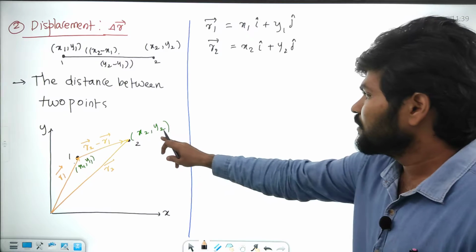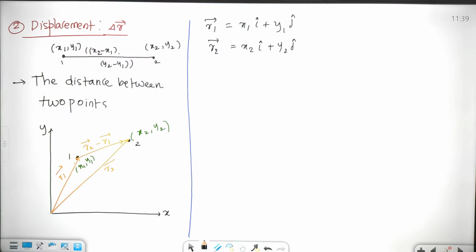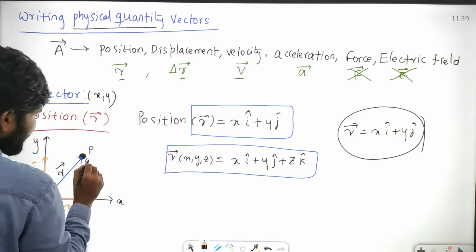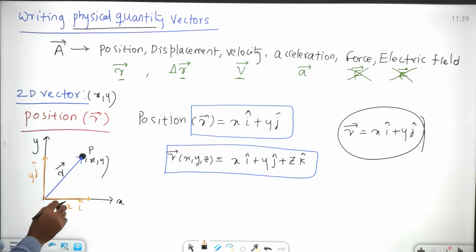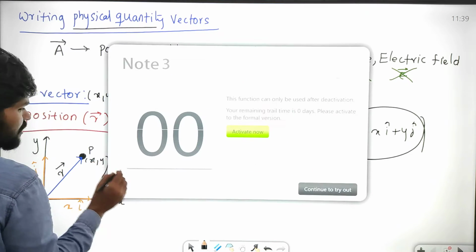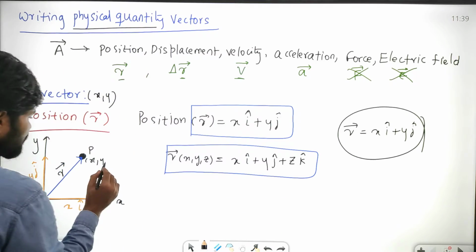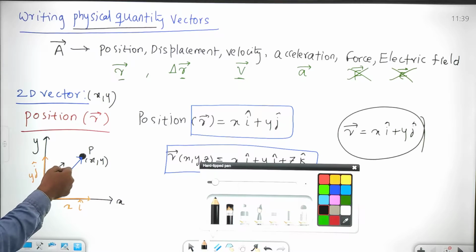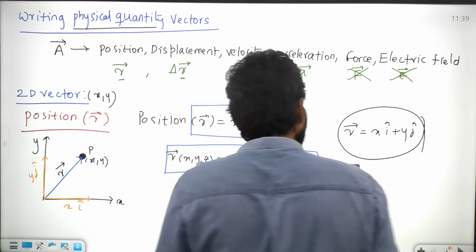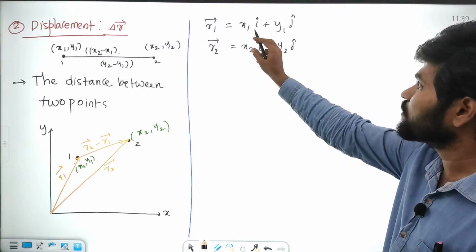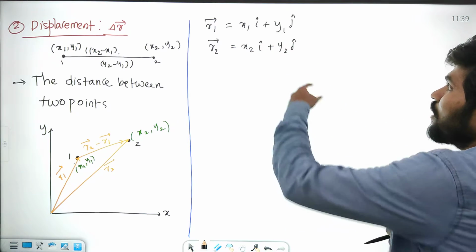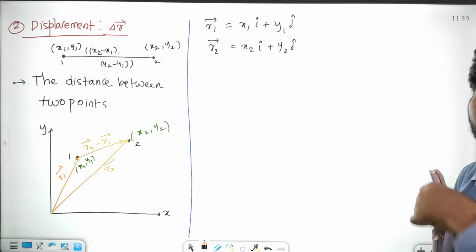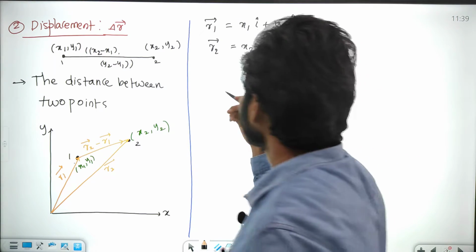See here, right? So this is the xy, and this is associated with the x and y. So that's why I write the r vector as x cap, y cap. Similarly, here I also took x1 i cap plus y1 j cap, and x2 i cap plus y2 j cap. Let's take the displacement of this.